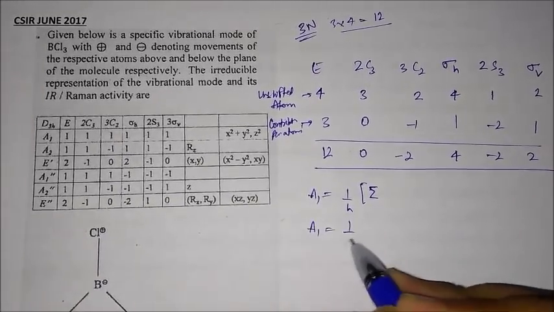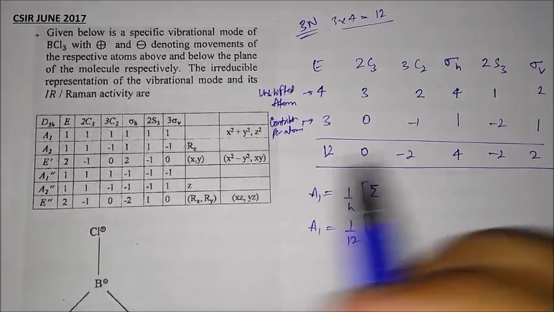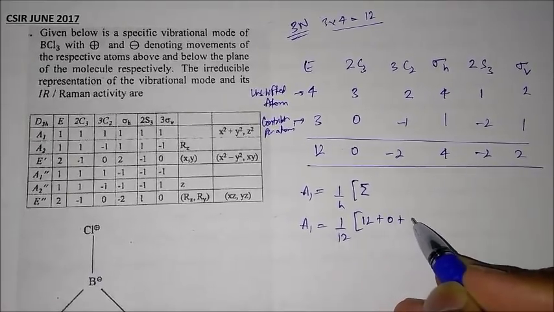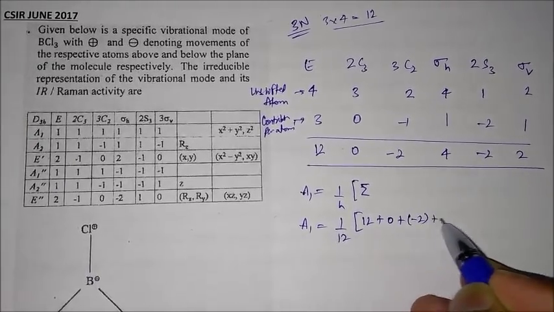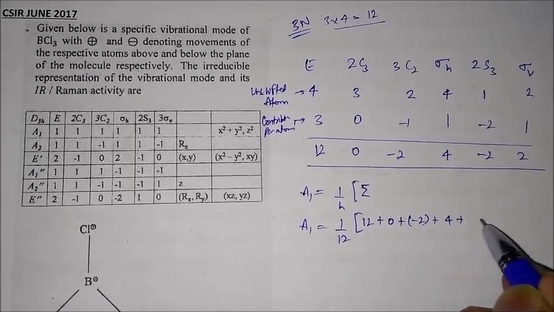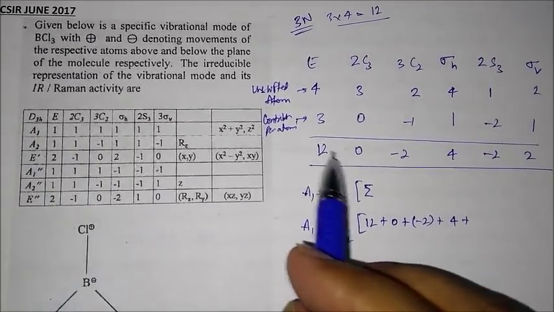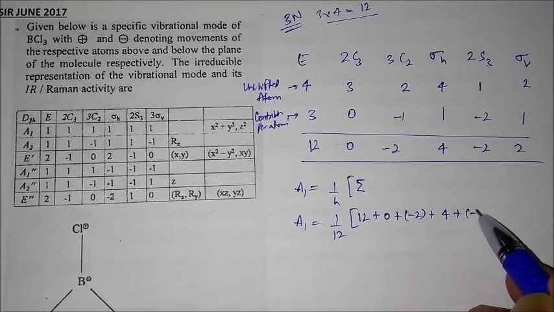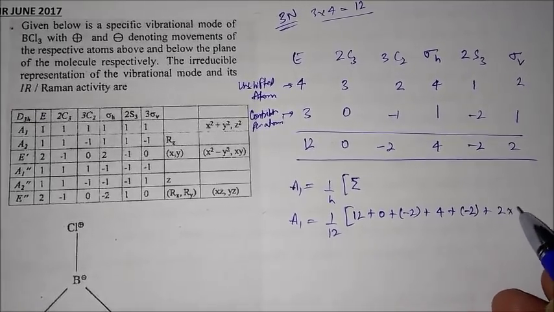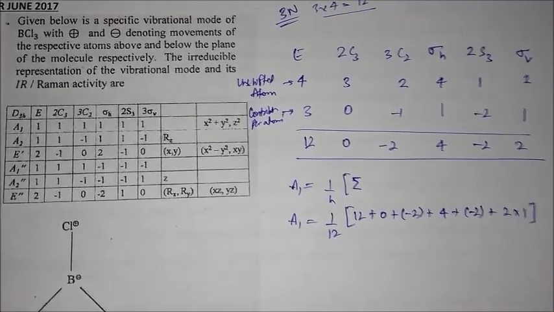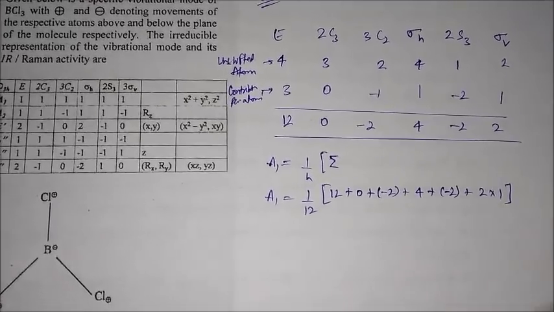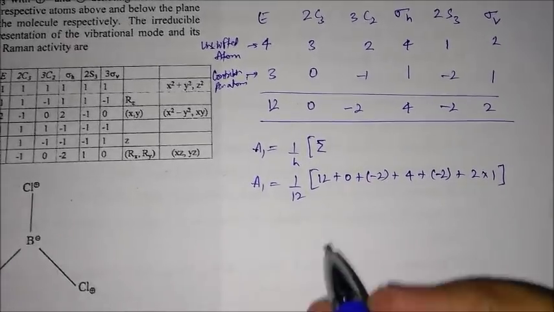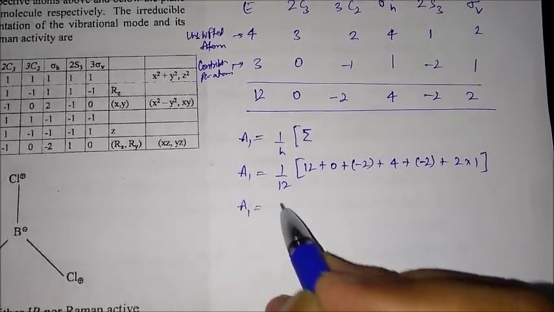So A1 equals 1 by 12, then you have 12 into 1, that will be 12, plus 0 into 1, that will be 0, plus minus 2 into 1, that will be minus 2, plus 4 into 1, that will be 4, plus minus 2 into 1, plus 2 into 1. I'm just multiplying the corresponding value with the reducible representation. All this I have told you in my previous video also. I'm just telling you how to solve.